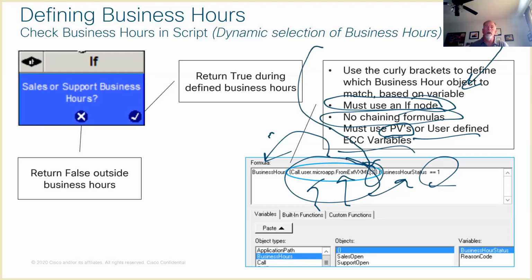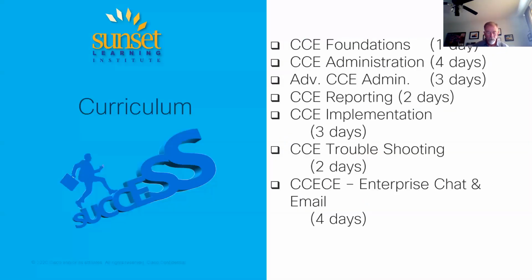Why? I don't know. And how many you can't do, I'm not sure. Maybe you ought to try it, see if it actually works, but just be aware that that was in the scripting guide in a couple of places where they said, if you're using this, you can't be chaining formulas together. So, okay, sounds good. There you have it. That's about it on business hours.